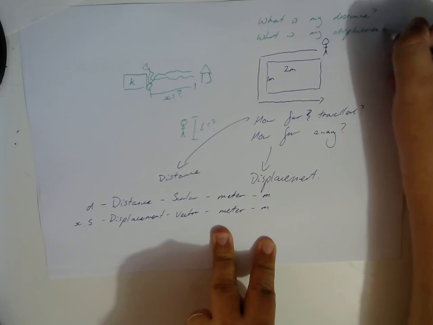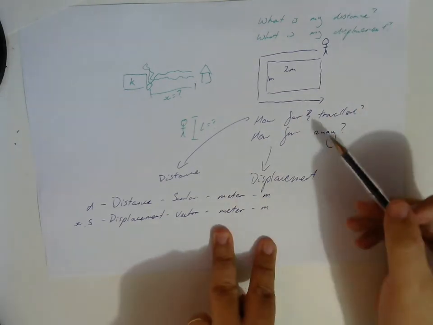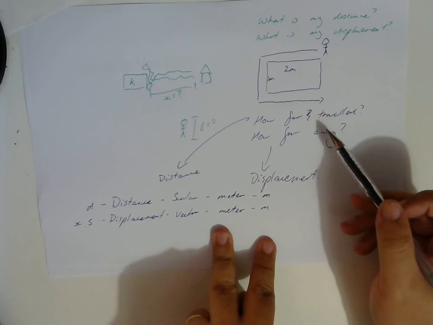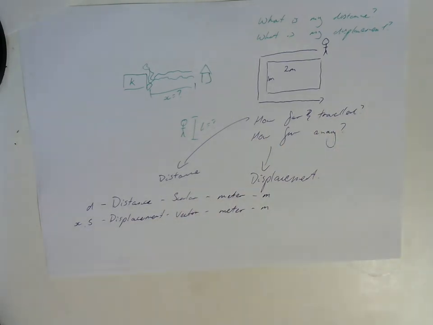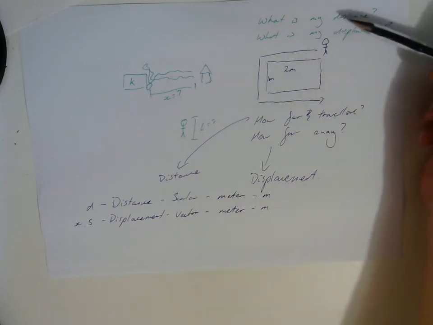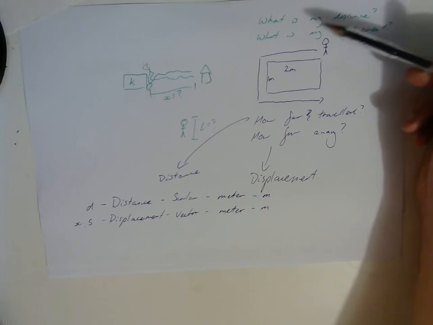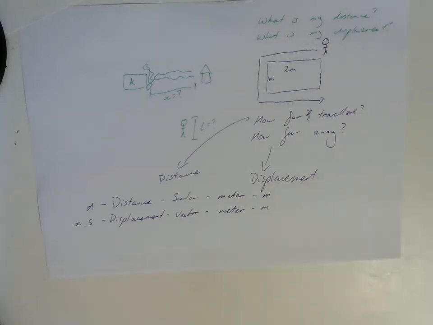Now, before these two questions, how far have I travelled and how far away, they could be a little bit confusing because of just the vagueness of language. But this is physics. We don't have vagueness of language. We must have very specific instructions. So you will see things like this. What is my distance? Okay, what is my displacement? If you get something like how far has a person travelled, that's when you start running into assumptions and you need to be careful about your communication.